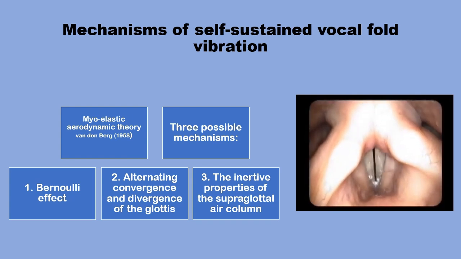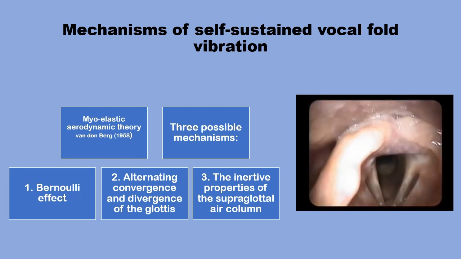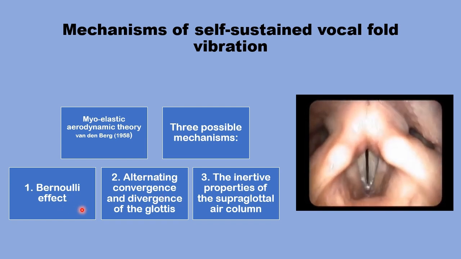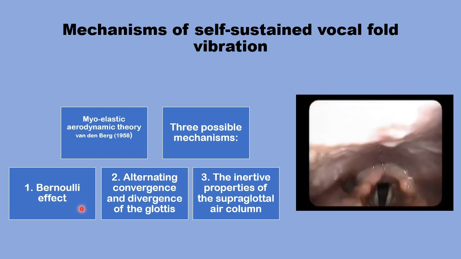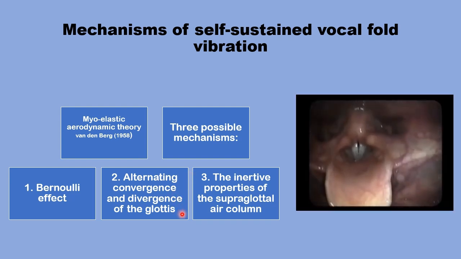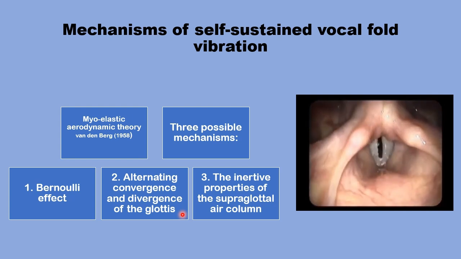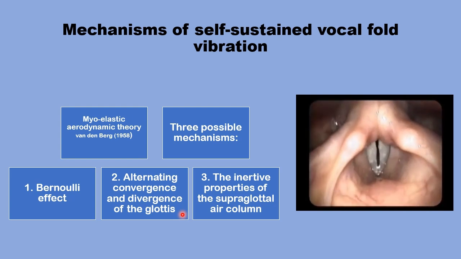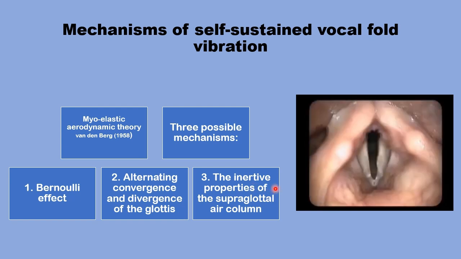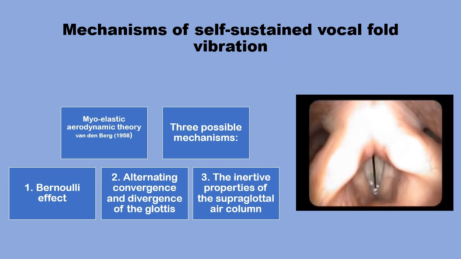We shall go through the three possible mechanisms to explain the sustaining oscillation: the initial Bernoulli effect, the alternating convergence and divergence of the glottis, which would produce variation in the intraglottal canal pressure, and the effect of the inertia of the supraglottic air column on sustaining self-oscillation.